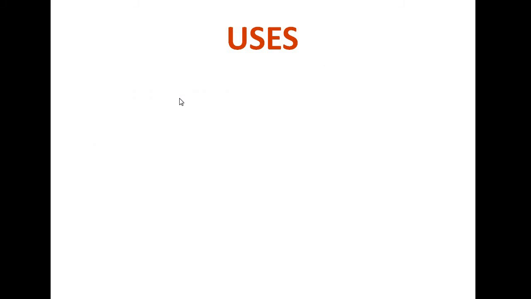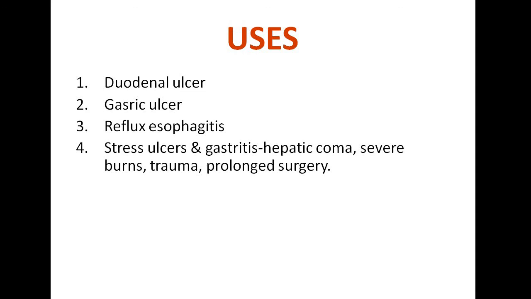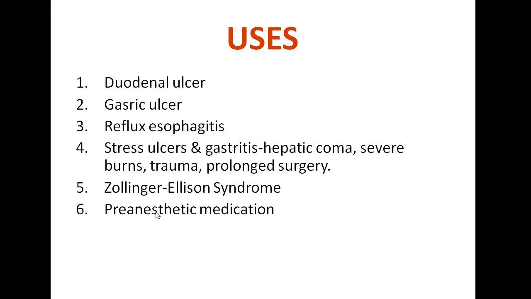Now what are the uses of the H2 blockers? H2 blockers are used in duodenal ulcer, gastric ulcer, reflux esophagitis, stress ulcers and gastritis as seen in hepatic coma, severe burns, trauma and prolonged surgery, in Zollinger-Ellison syndrome, in pre-anesthetic medication and hyperhistaminic states.